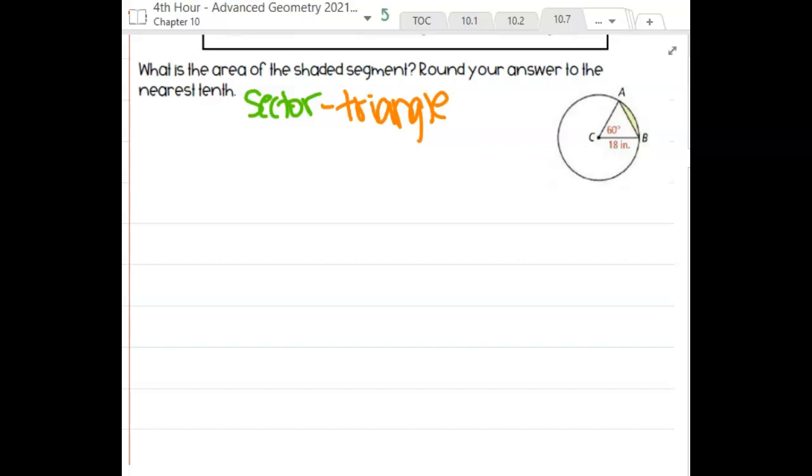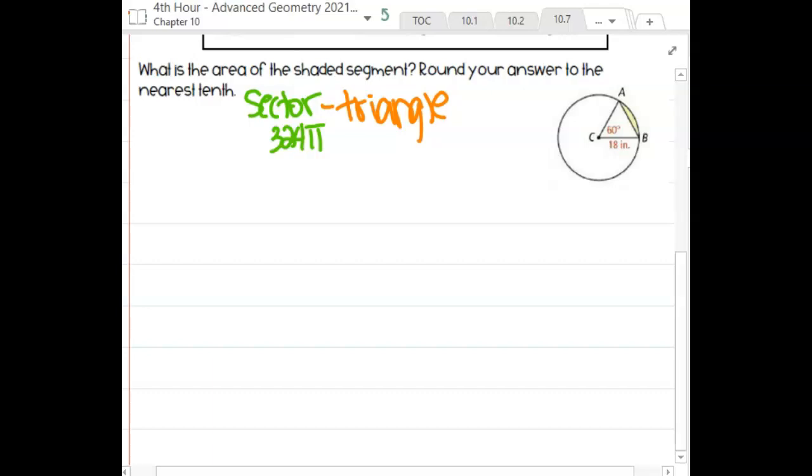So the first thing we need to do is find the area of that sector, just like we did yesterday. Remember from yesterday, to find the area of a sector, you start by finding the area of the entire circle. So we're going to do pi r squared. My radius is 18, so if I take pi times 18 squared, we should get 324 pi.